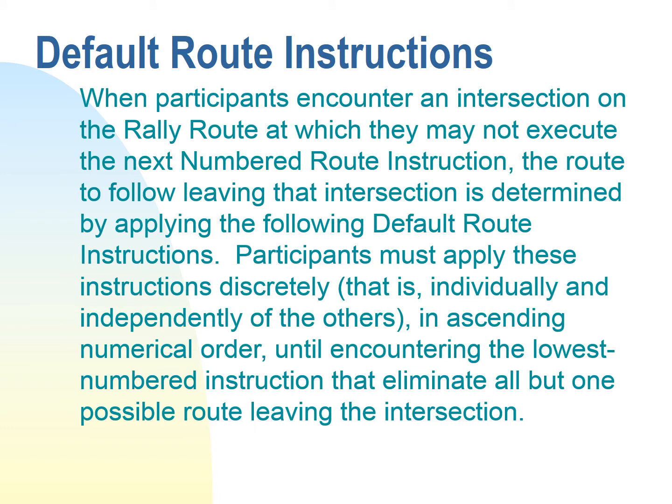When participants encounter an intersection on the rally route at which they may not execute the next numbered route instruction, the route to follow leaving that intersection is determined by applying the following default route instructions. Participants must apply these instructions discretely in ascending numerical order until encountering the lowest numbered instruction that eliminates all but one possible route leaving the intersection. So let's start looking at those.